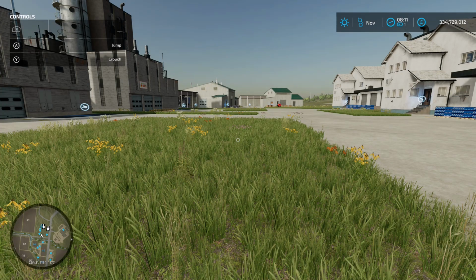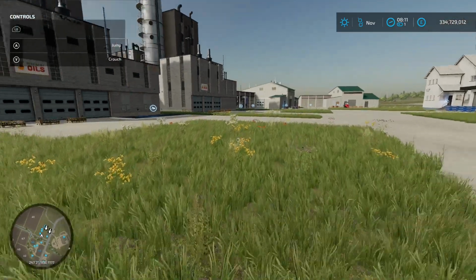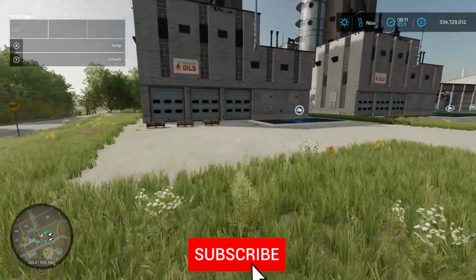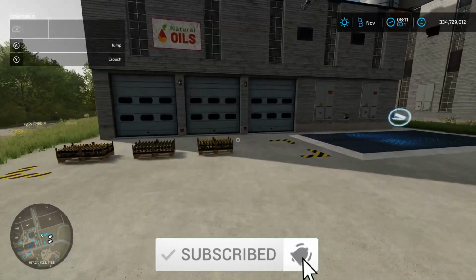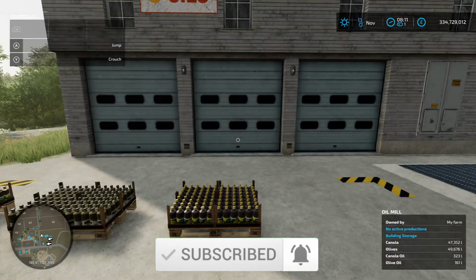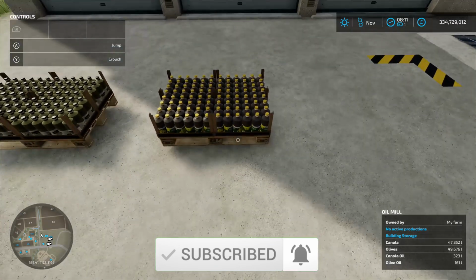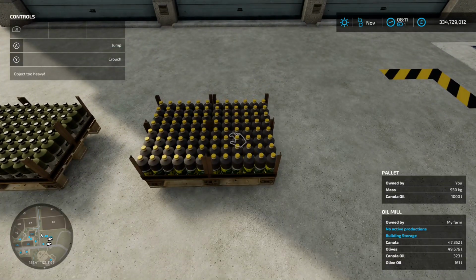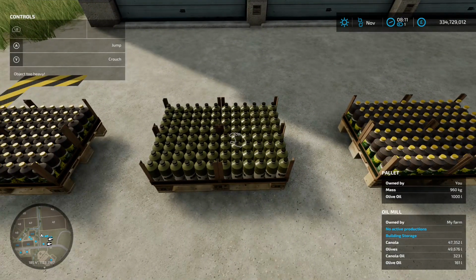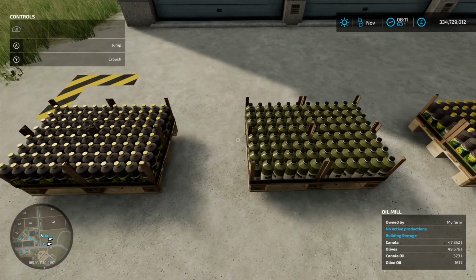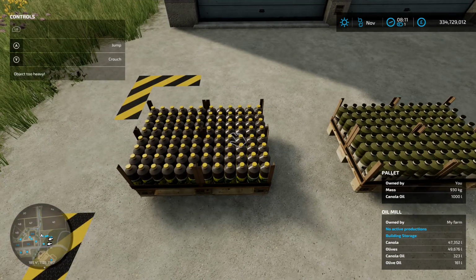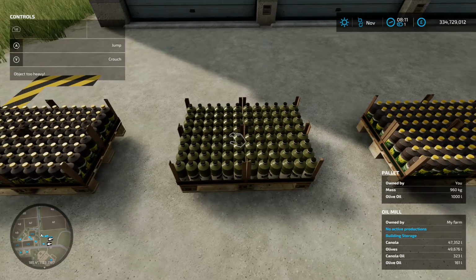Right, so that's a month fast forwarded and we've got some results. Let's have a look. So we're at the oil mill here. So this first one is what we had the two different oils coming out of. So we've got one pallet there, 1,000 litres canola, a pallet of 1,000 olive oil, and another pallet of 1,000 canola. So that's 2,000 canola with 323 left in the building, and 1,000 olive oil with 161 left in the building.